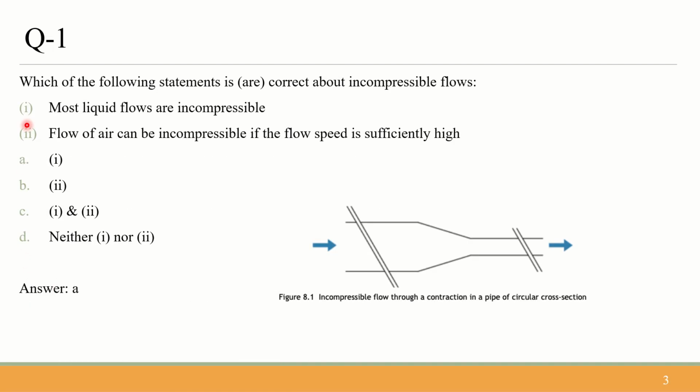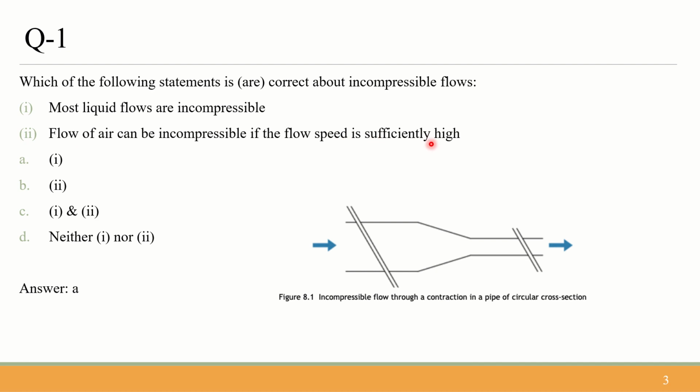The first problem asks which of the following statements is correct about incompressible flows. The first statement mentions that most liquid flows are incompressible. The second one says flow of air can be incompressible if the fluid flow speed is sufficiently high. The question is about this particular figure. So which of the following statements is correct about incompressible flows? First one, most liquid flows are incompressible. Second one, flow of air can be incompressible if the fluid flow speed is sufficiently high.